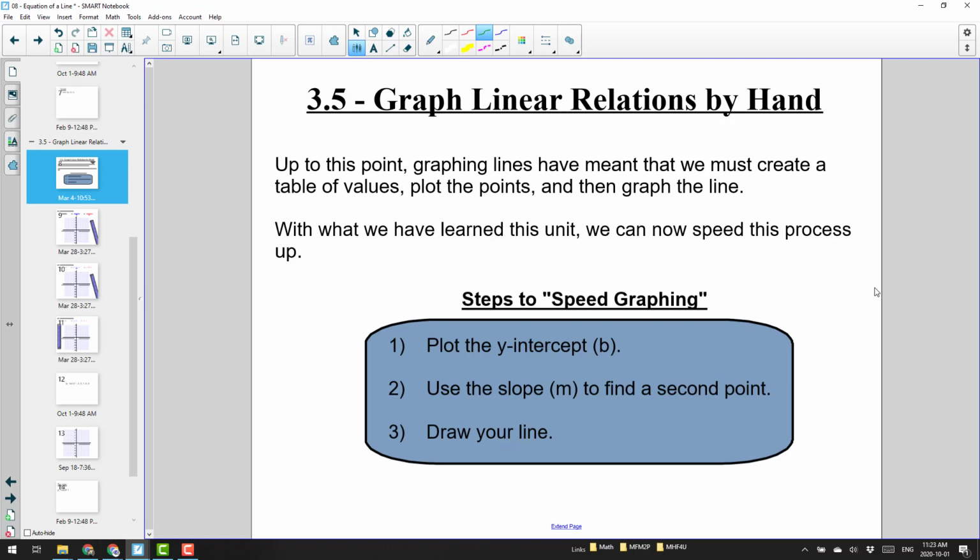Then we're going to take a look at our slope. And using the slope, we should be able to find a second point on the graph. Well, once we have 2 points, that's a line. And so we'll take a ruler, draw our line, and we'll be done. So we should be able to graph these very, very quickly. Might take you 10 or 20 seconds at first, then we can get it down to maybe 8 seconds, and then 5, and we should be able to graph these very quickly with some practice.